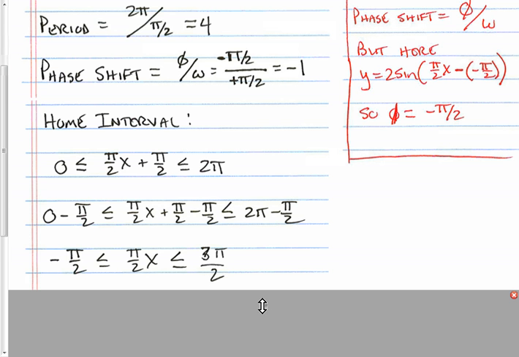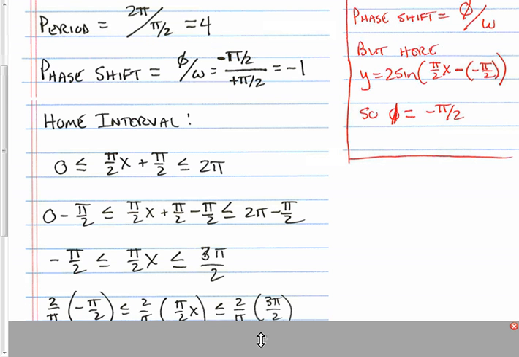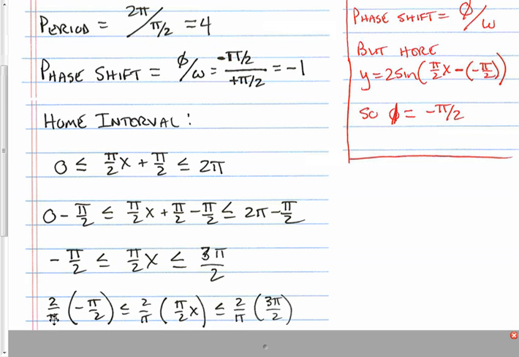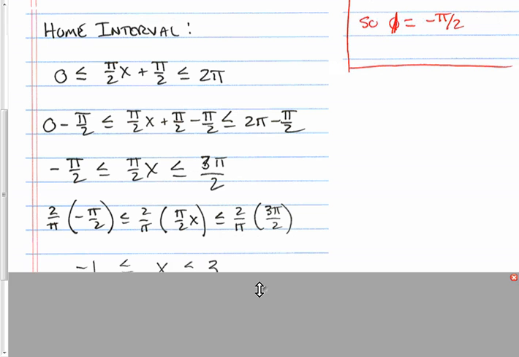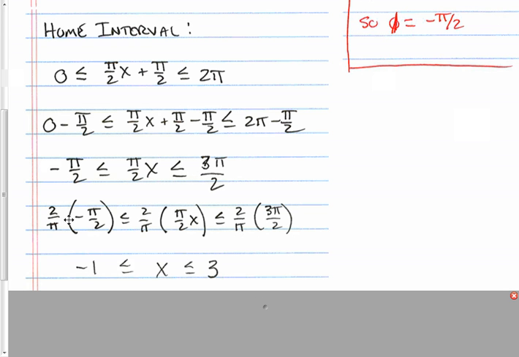Now, we need x in the middle, so rather than do a division, I think it would actually be easier to multiply by the reciprocal of pi over 2, which would be 2 over pi. So I'm multiplying by the reciprocal, 2 over pi, here, here, and here. And as I do that, of course, when I multiply 2 over pi with negative pi over 2, what do I get? I get a negative 1. When I multiply here by 2 over pi, I get 1x. And when I multiply here by 2 over pi, notice that everything will cancel but that 3. So the home interval is between the numbers negative 1 and positive 3.